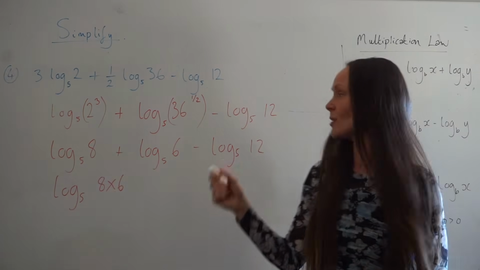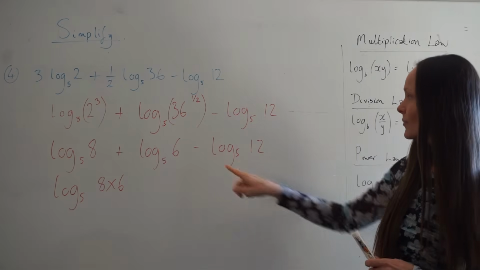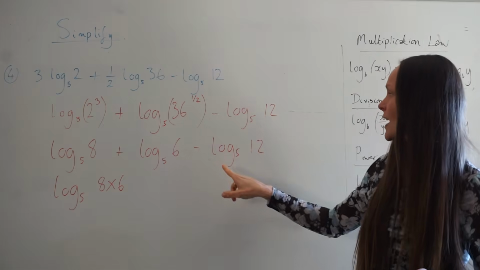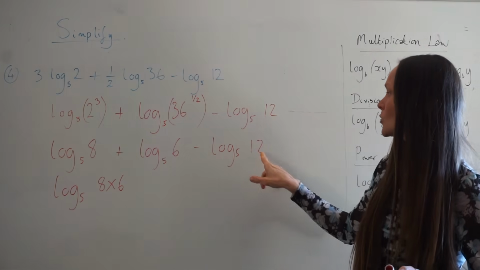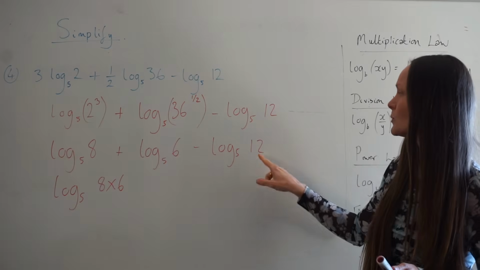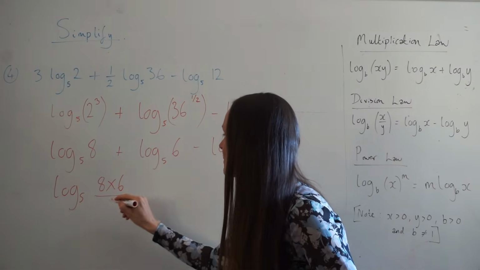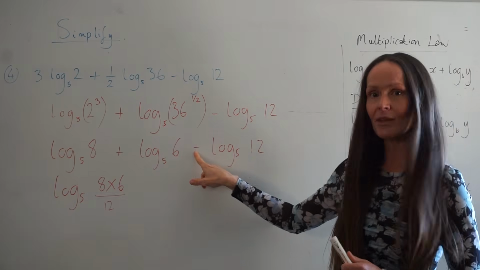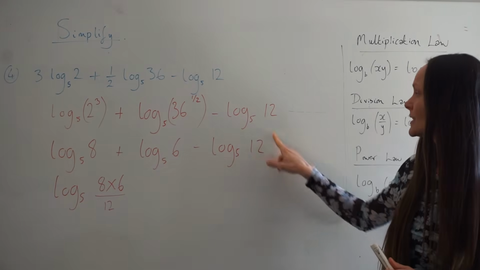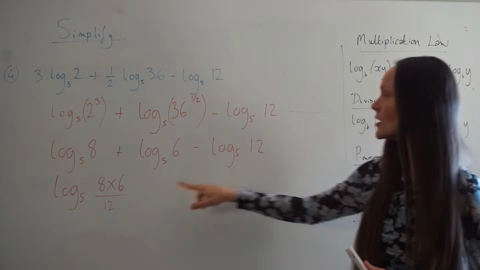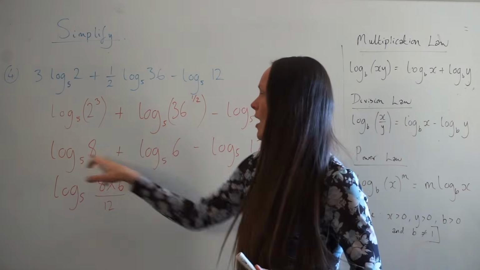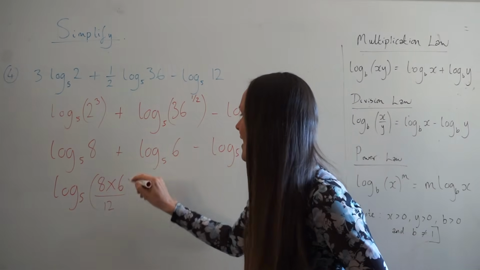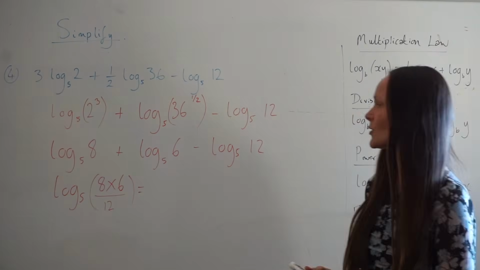And at the same time, I'm going to take into account the last one. Here we are subtracting, which is going to be the division rule. So because we're minusing log 12, we need to divide by 12. So it's really important to remember that the logarithm with the negative in front is the one you're dividing by. So this number is always the denominator, and the ones that are positive are the numerator. That will hopefully help you when they get a bit more complicated.